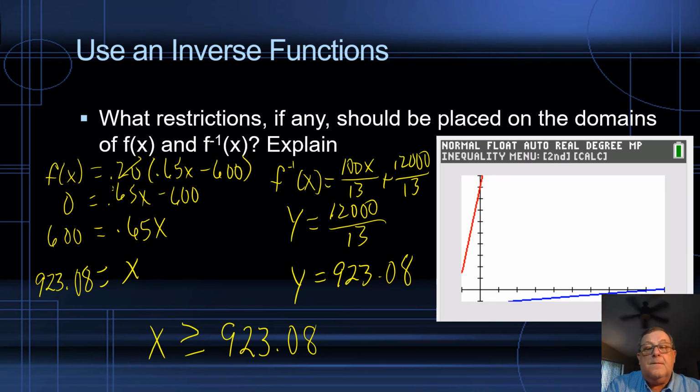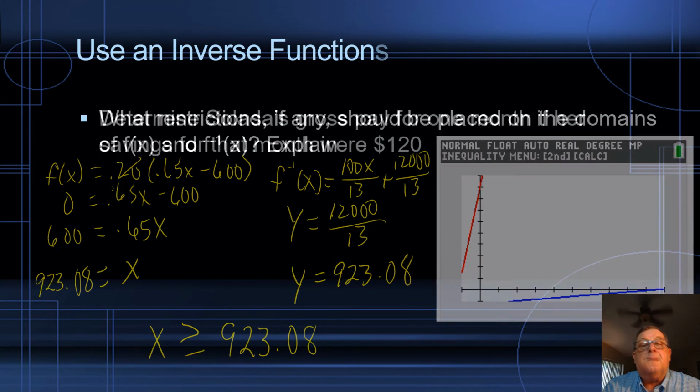Cool. All right, one last piece in this. My persistence is wearing thin. I don't know about yours.